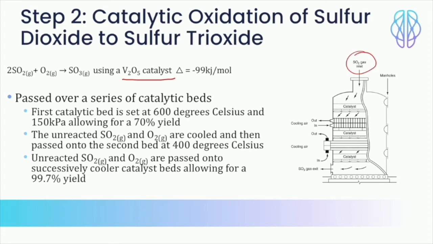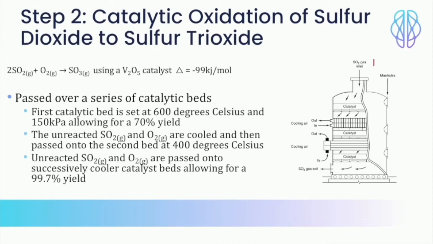this reaction vessel here. This reaction vessel has a series of catalytic beds, which if you like, is just a tray of vanadium pentoxide powder, right? So we use a powdered form of the catalyst to increase the surface area and thus increase the reaction rate. So these are all vanadium pentoxide beds. So you can think of these beds systematically.